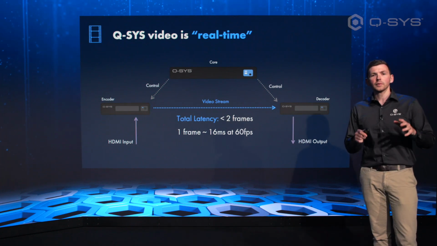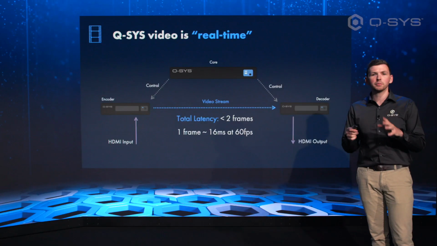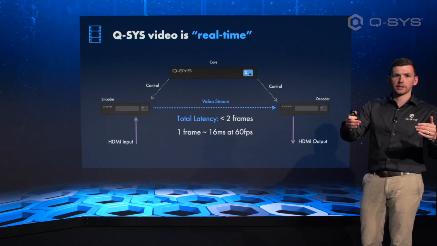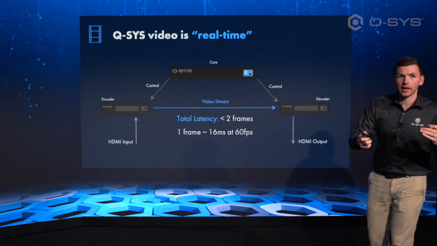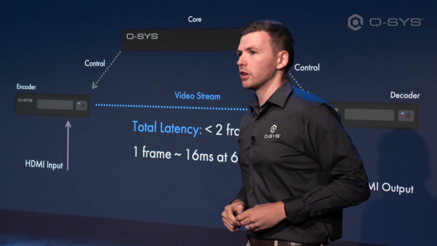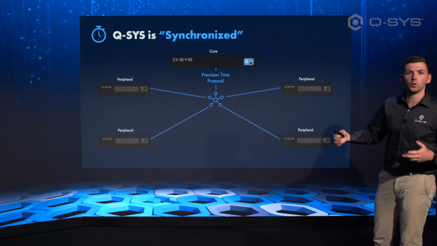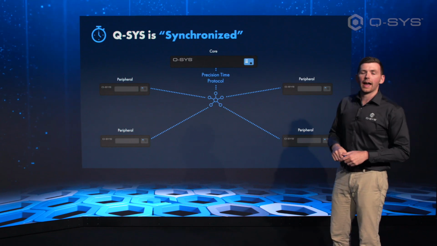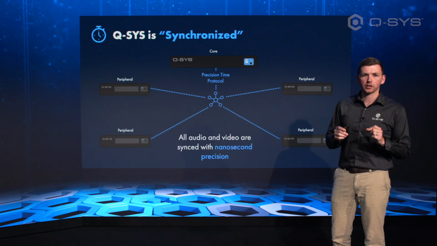Lastly, we also said that Q-LAN is completely synchronized. And what we mean by that is that we're not sending these things over the network and kind of hoping they get there in the right time and playing them out when they arrive. Actually, we synchronize everything to a ridiculous degree of precision using something called Precision Time Protocol. So here you can see a bunch of different peripherals. They might be audio peripherals, they might be video peripherals, and we have the Q-SYS core. And what that is doing is it's really synchronizing them all with nanosecond precision.